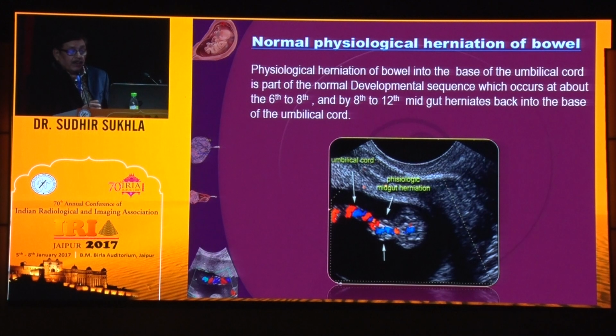Then what is a normal physiological herniation of bowel? The bowel herniates into the cord. It is a normal developmental sequence. At 6 to 8 weeks it herniates into the cord, but the herniation gets reversed by 12 weeks. Sometimes the stomach and other contents are seen. Liver seen in the early herniation is not normal.